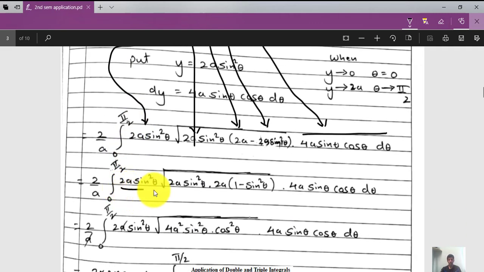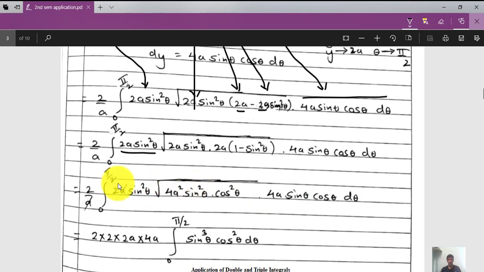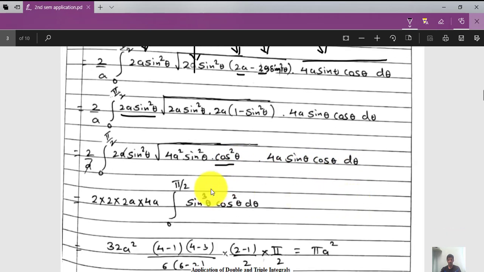Now this is 2a sine square theta, and 2a sine square theta, I will take 2a common outside from here. This turns out to be 1 minus sine square theta, and 4a sine theta cos theta d theta. Now this a and this a get cancelled, so it is 4a square, sine square theta. What is 1 minus sine square theta? It is cos square theta. And 4a sine theta cos theta. So the square root becomes sine theta and cos theta.